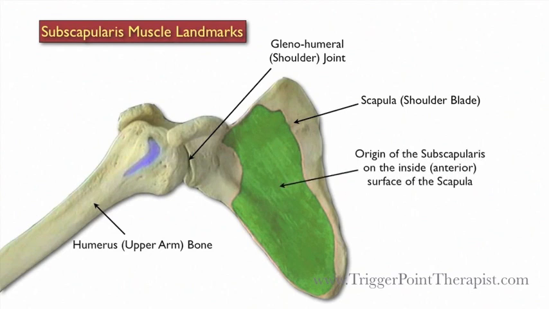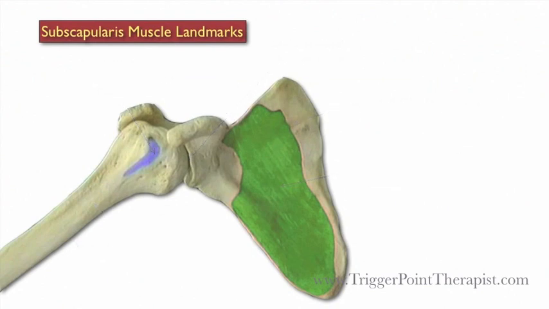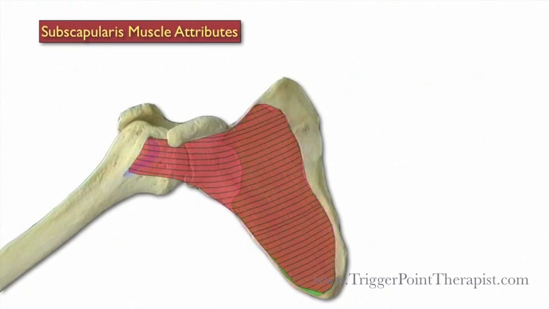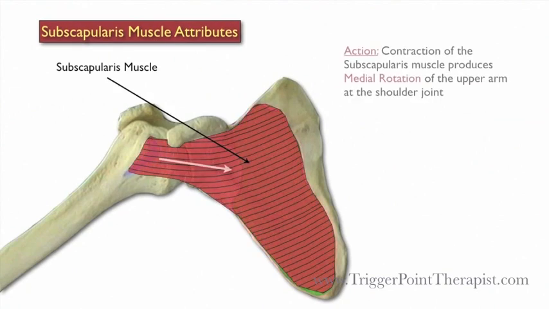The subscapularis originates on the inside or anterior surface of the scapula and inserts on the lesser tubercle of the humerus. Contraction of the subscapularis muscle produces medial rotation of the upper arm at the shoulder joint.